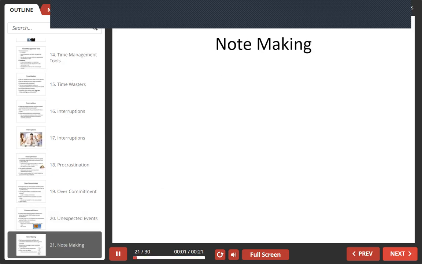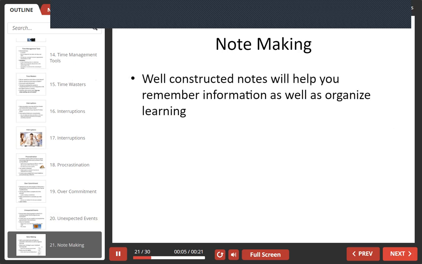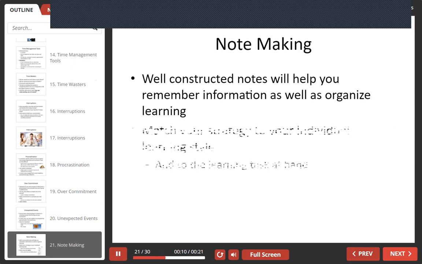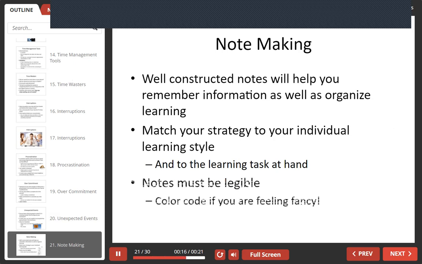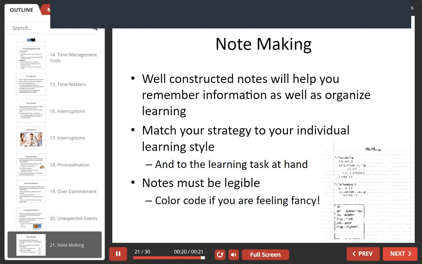An amazing strategy for time management is to make notes. Well-constructed notes will help you remember information as well as organize learning. You can match your strategy to your individual learning style and to the learning task at hand. Notes must be legible. Color code if you're feeling fancy if you want.